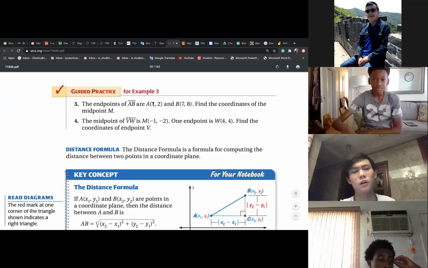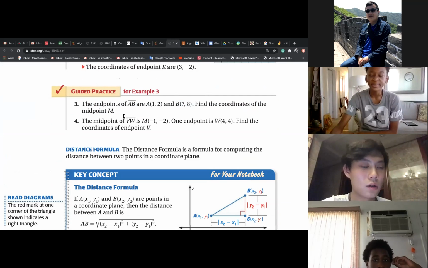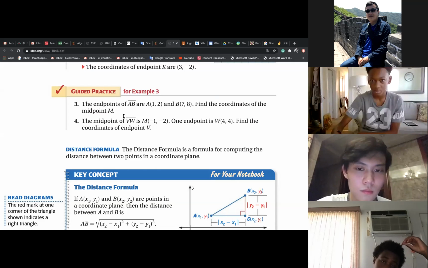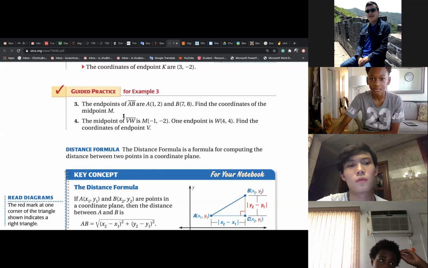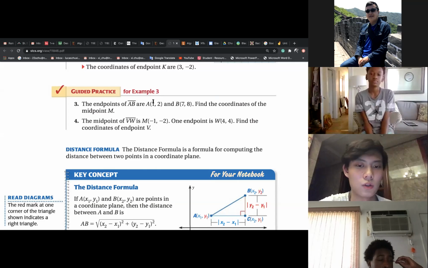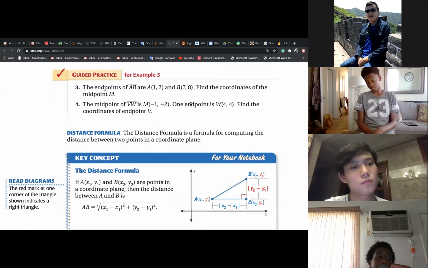If you know line AB, A is 1, 2, and B is 7, 8, what's the midpoint M? What's the value? 4, 5. Yep, it's 4, 5. You just add 1 and 7 together and divide it by 2, which is 4, right? And then 2 plus 8 divided by 2 is 5. Yep.